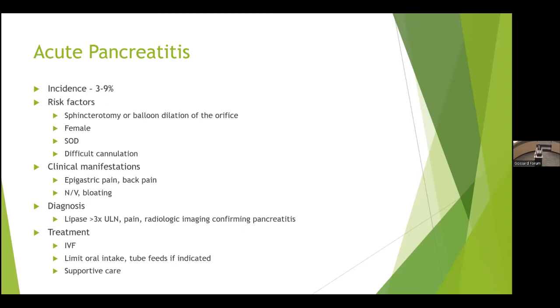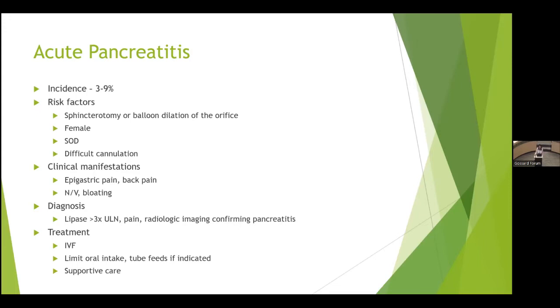Most of the time, post-ERCP pancreatitis occurs within 3 to 24 hours of the ERCP. So sometimes these patients go home feeling fine post-procedure, they eat something, and boom, there's their pain. Pancreatitis can be classified into mild, moderate, or severe categories.